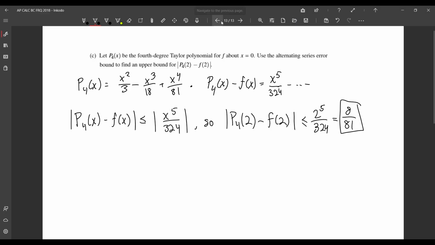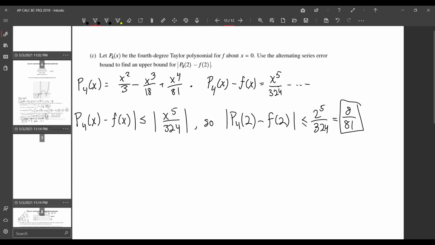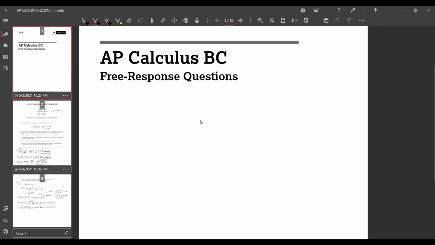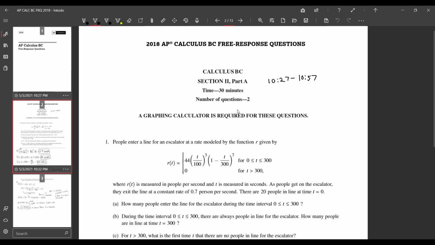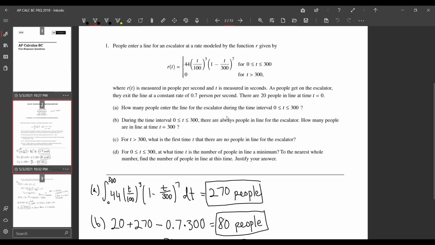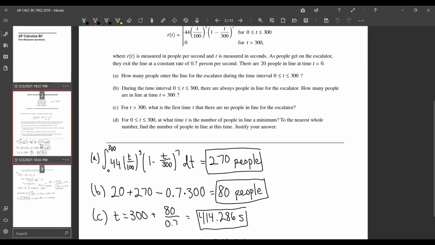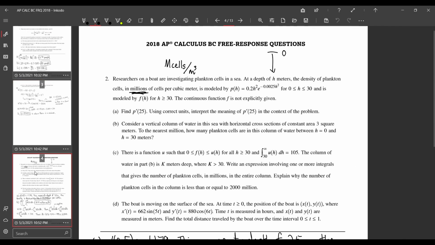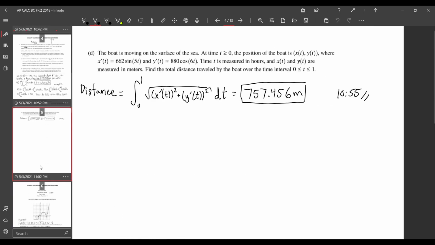So there you have it. That is my attempt at the 2018 AP Calculus BC free response questions. Again, these are not the questions that I had on the test. I mean, it's not like I remember the questions, but I don't remember any of these questions, and I think I would.